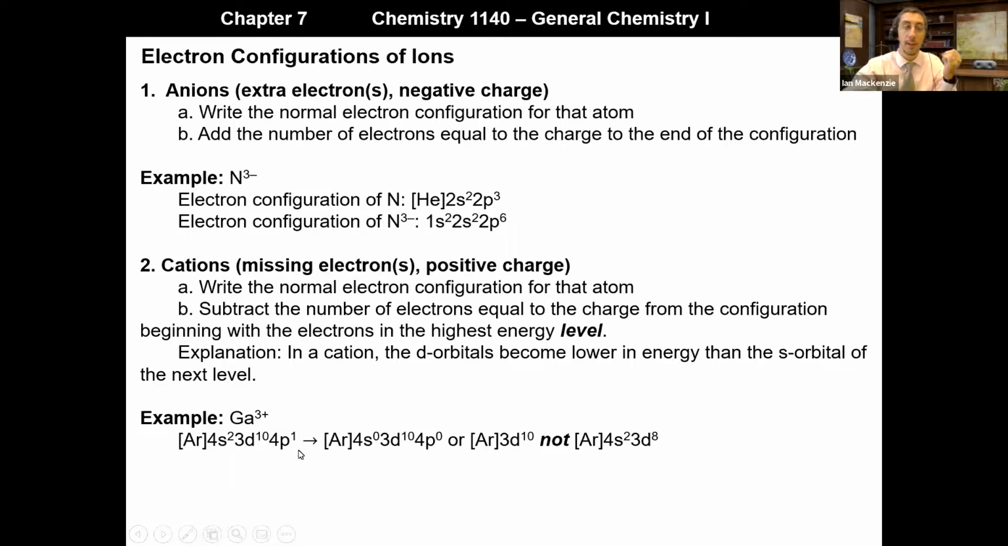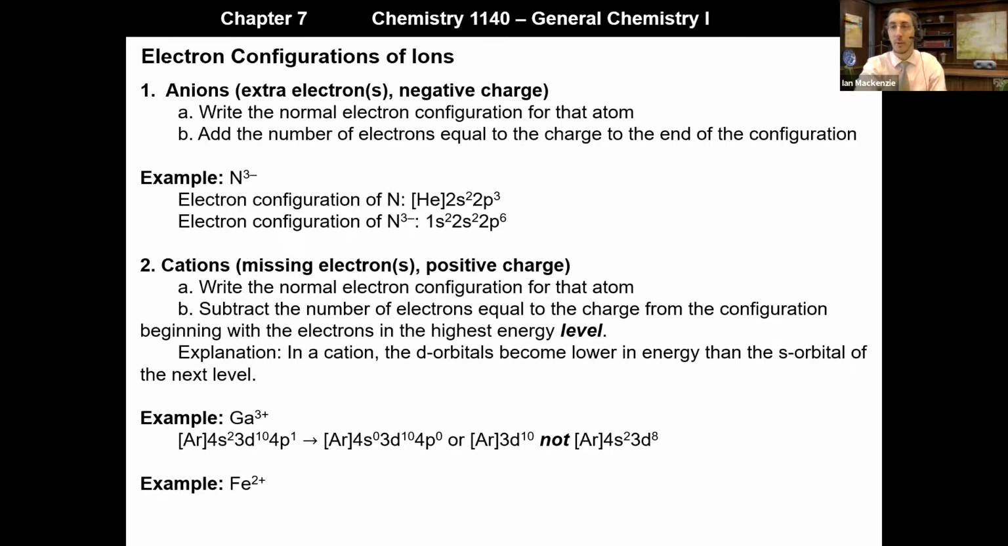So I'll still start with the highest energy orbital. First I take 1 electron from the p, that empties all of the electrons in the p orbital. I still need to take 2 more, because I have to lose 3 electrons to get to a 3+ charge. So I take those 2 from the 4s orbital. That leaves me with argon and then 3d10, not argon 4s2 3d8, where I would have taken them from the d orbitals. Remember, the d are lower in energy than the next s when we're dealing with a cation.